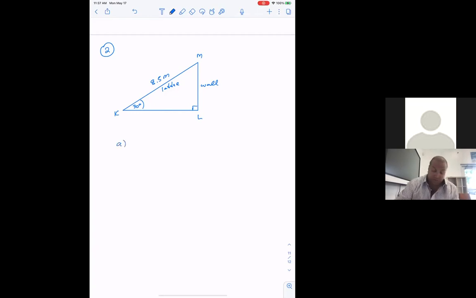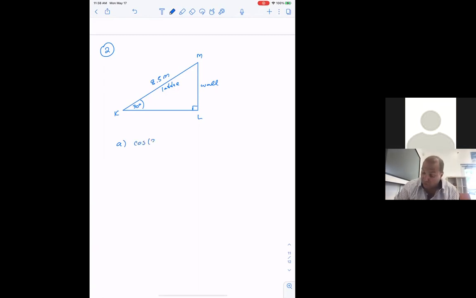Part A, find the distance KL. How far am I from the wall? Well, I don't have two sides, so I can't use the Pythagorean theorem. Again, pause, solve, check. So what can we do here? Well, we have trigonometry. It is a right triangle. I have the hypotenuse. I want the adjacent. Which one uses those? Oh, that's cosine.